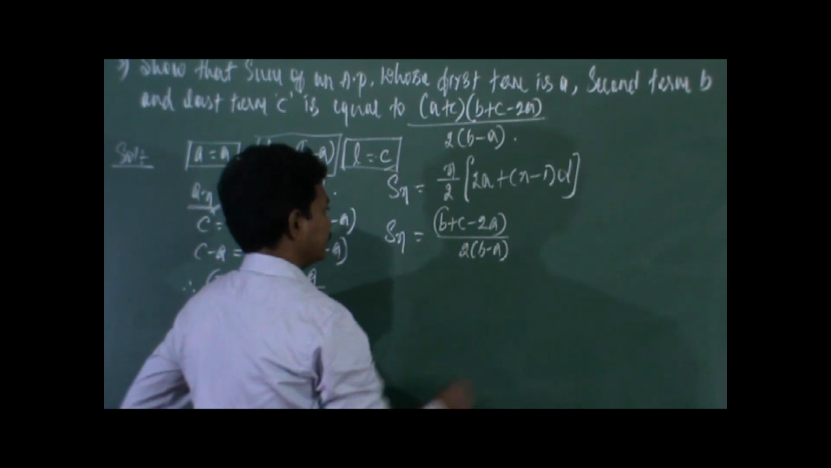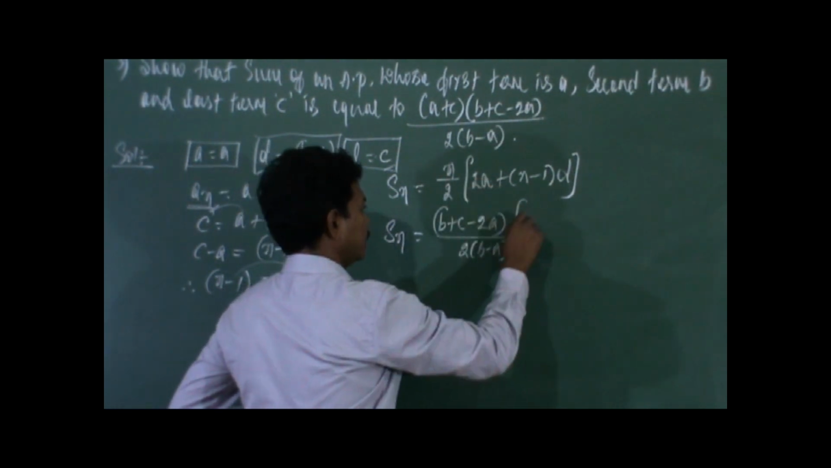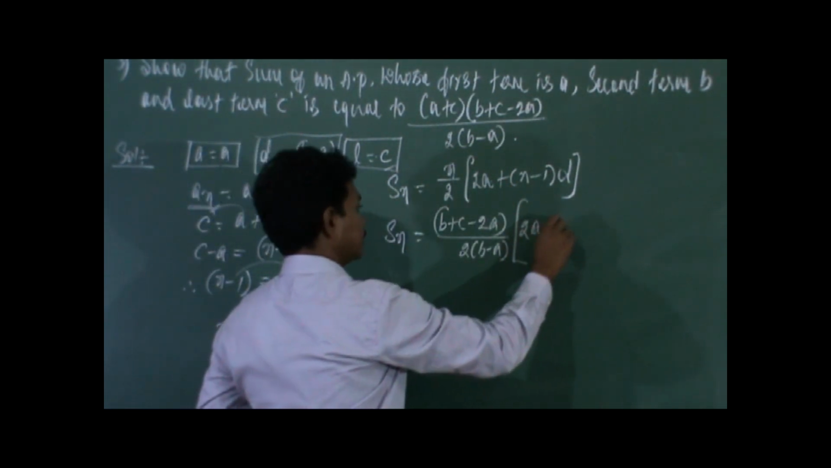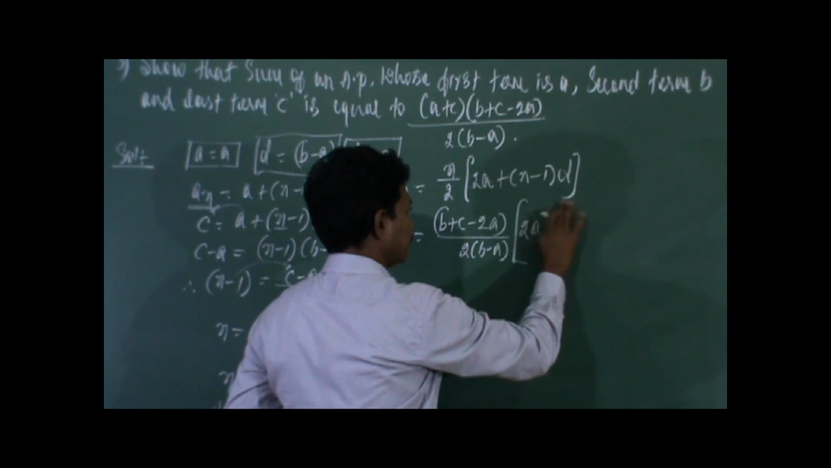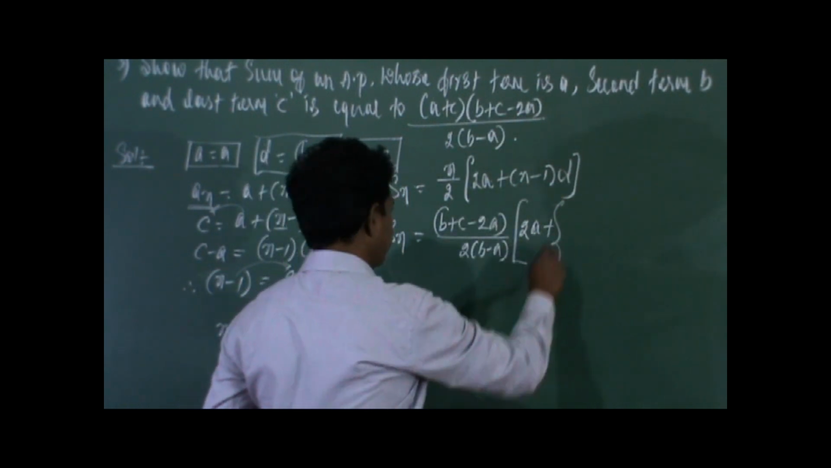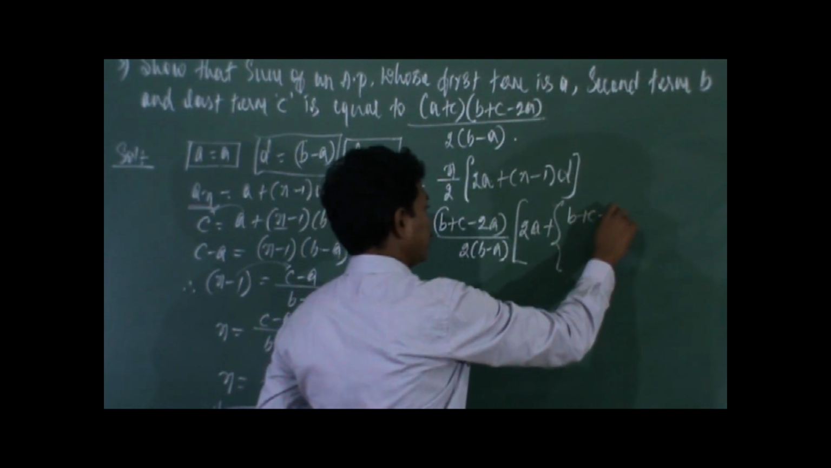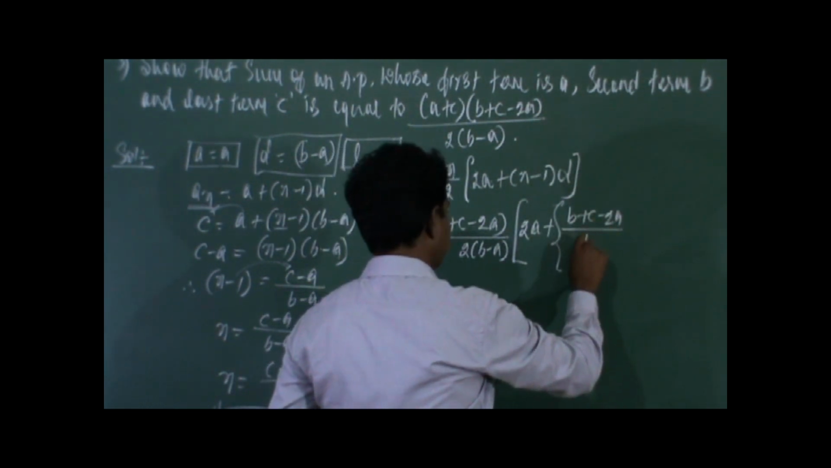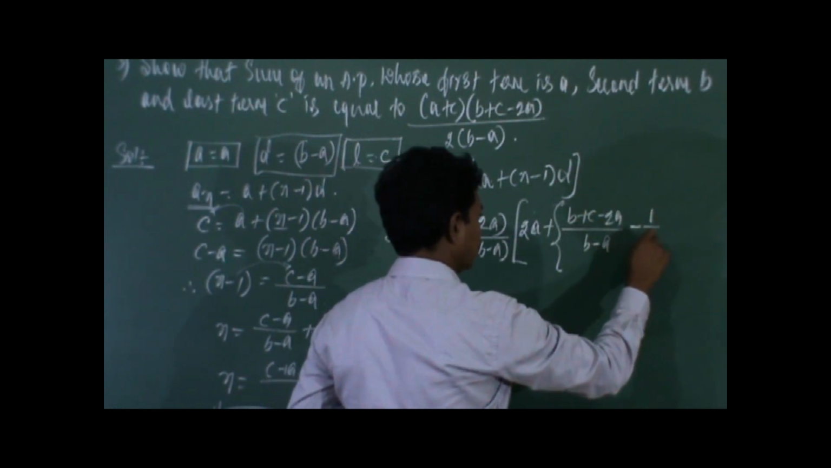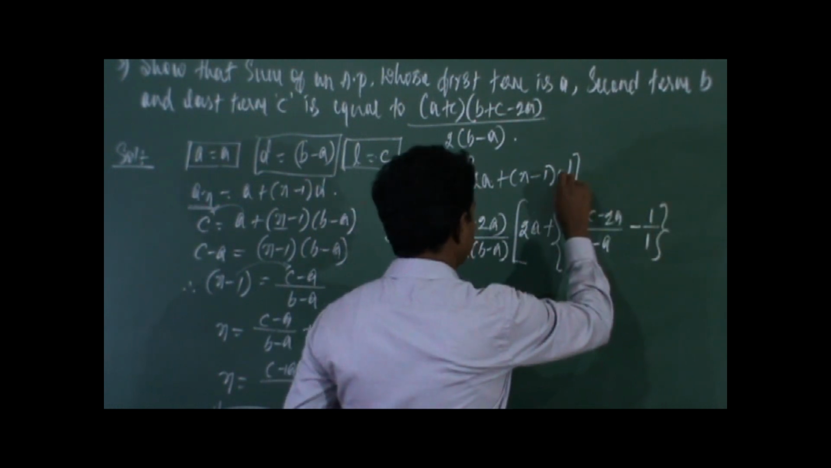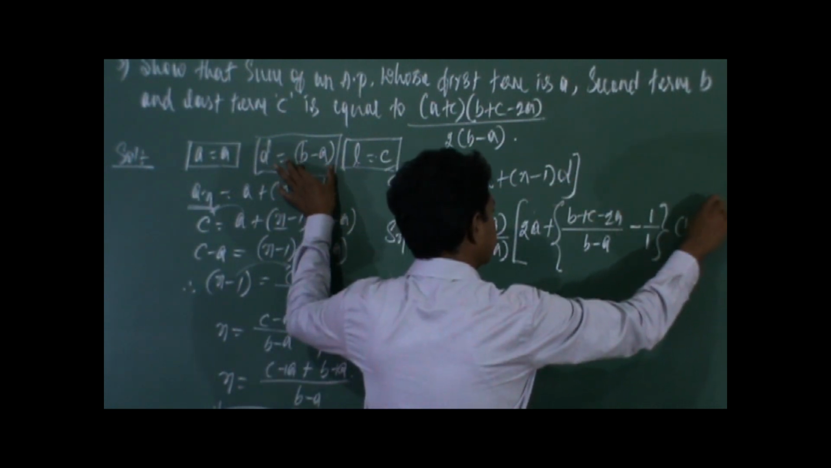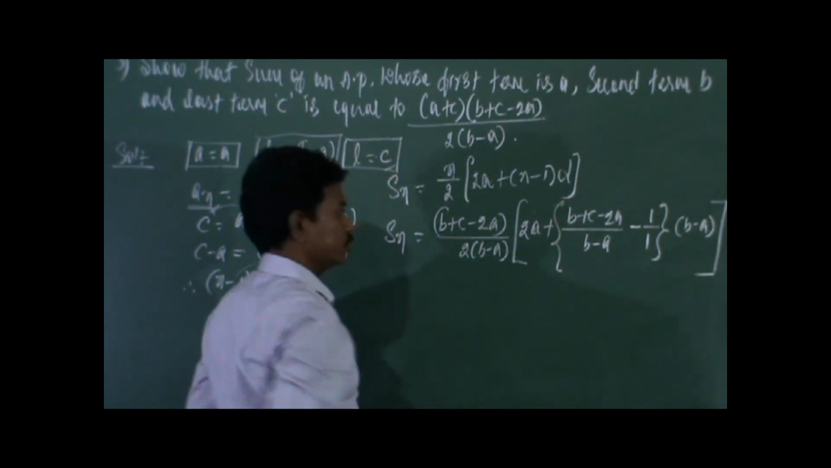These 2 carries into 2A, so 2A is A itself. So 2A plus n value we have to substitute here. So we have to be careful here. So n value is again B plus C minus 2A by B minus A, minus 1, I am going to write, and below that it is 1 into D value, which is B minus A. So this is a substitution step.